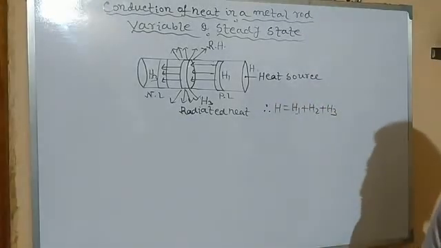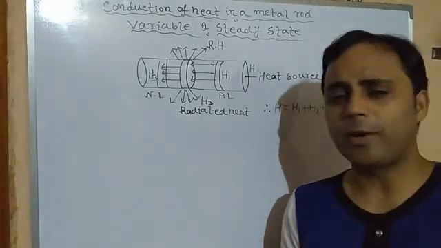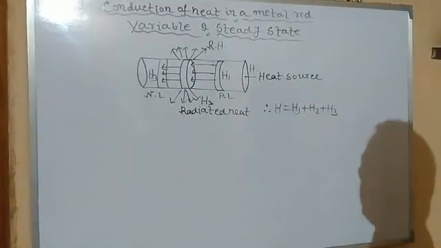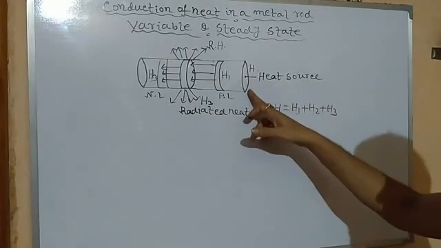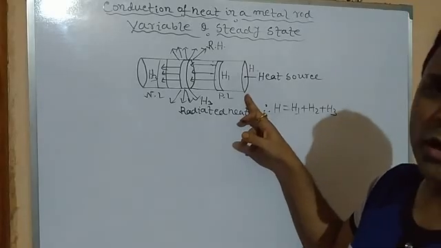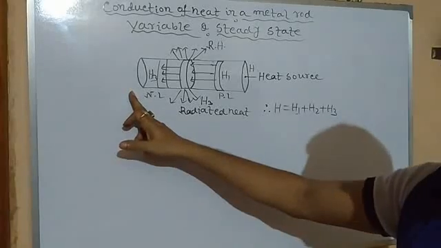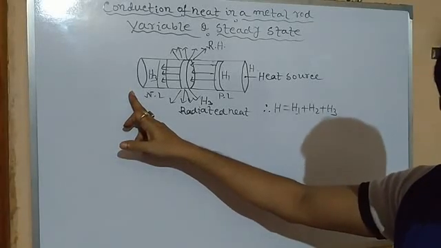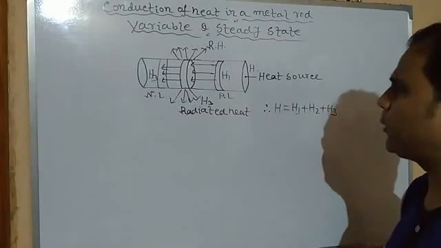Whenever we take any metal rod, it may be iron or copper or silver, any metal rod, generally whenever we heat at one end, suppose this end, where the heat source is present, it means initially we are heating this end. So what will happen? We already know. The heat will transfer from this end to this end by conduction, since it's solid.